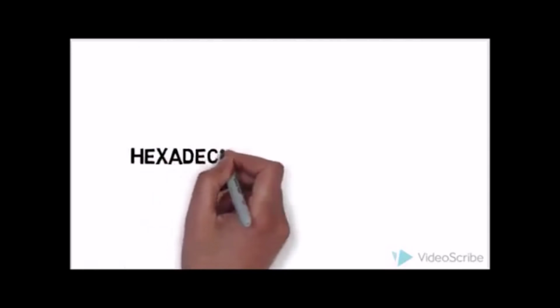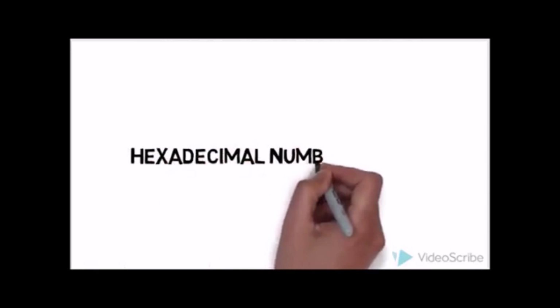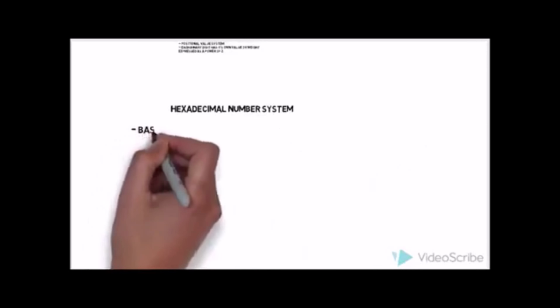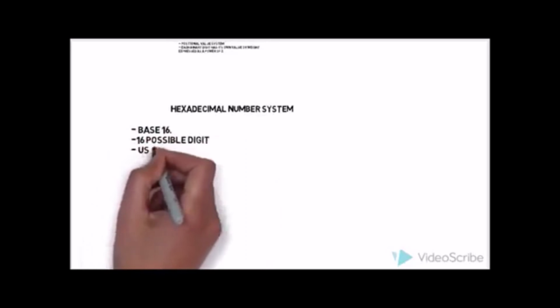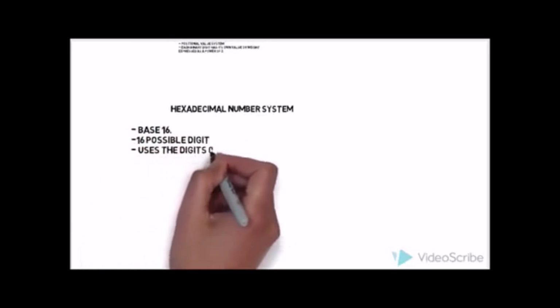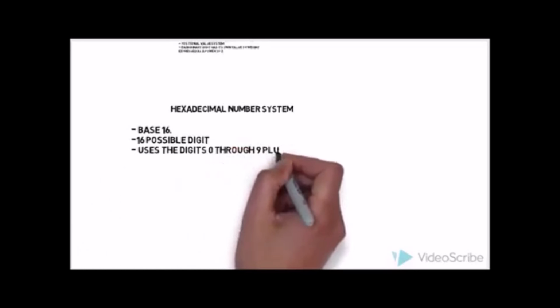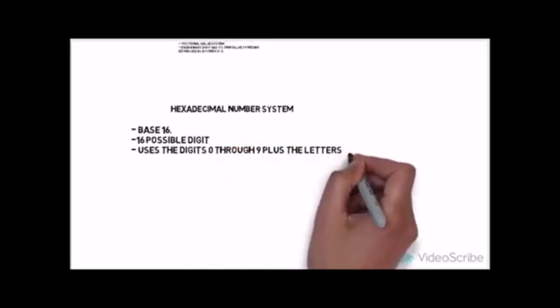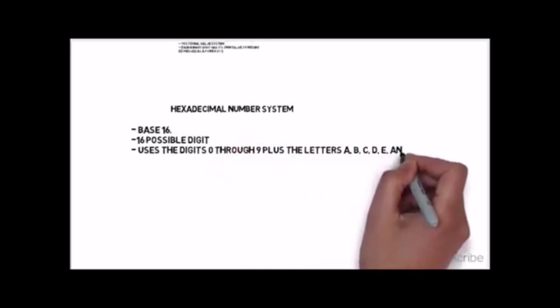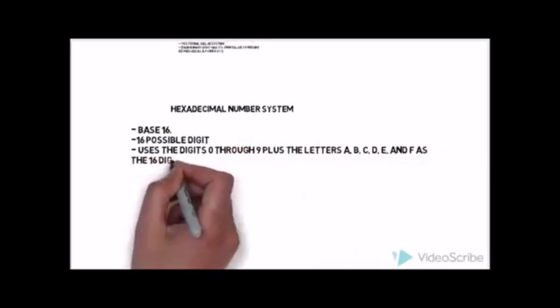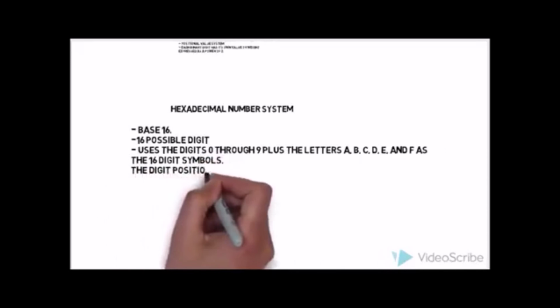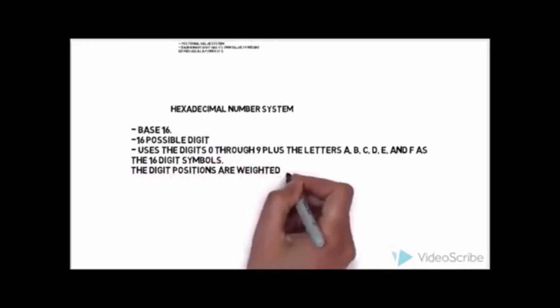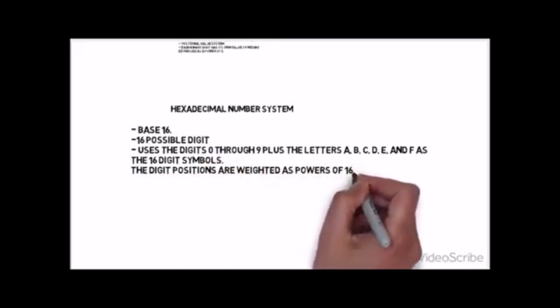Then we have the hexadecimal number system. This system uses a base of 16. It has 16 possible digit symbols, and it uses digits 0 through 9 plus the letters A, B, C, D, E, and F. The digit positions are weighted as a power of 16, and the great advantage is that hexadecimal numbers can be converted easily to and from binary.